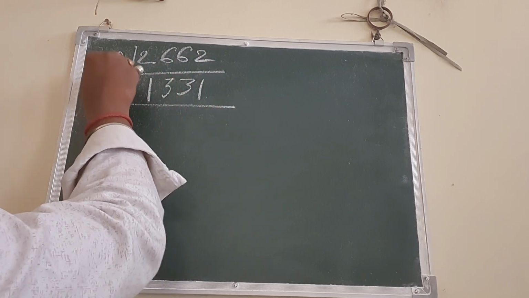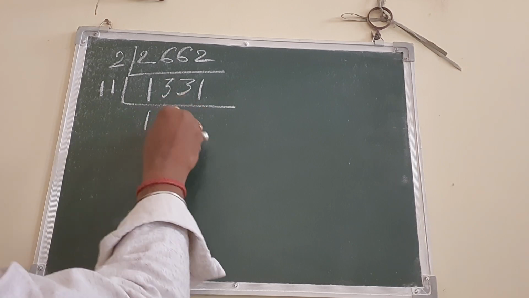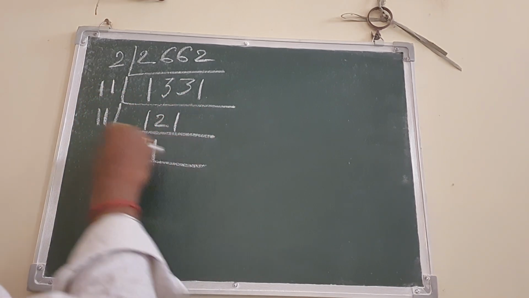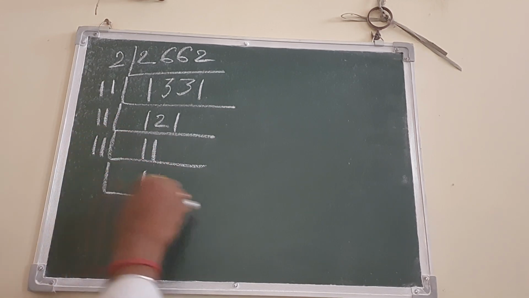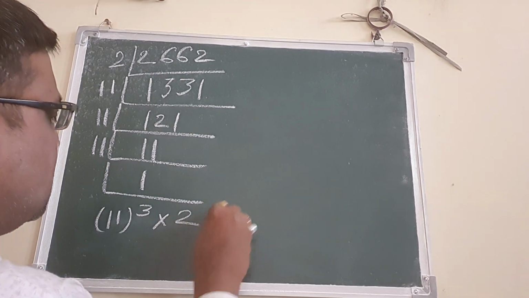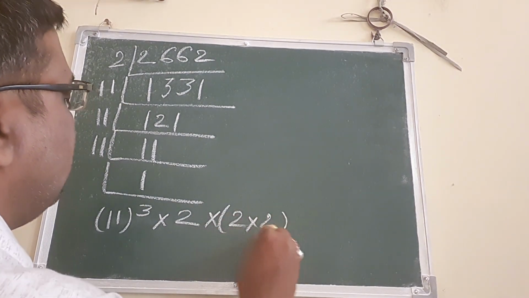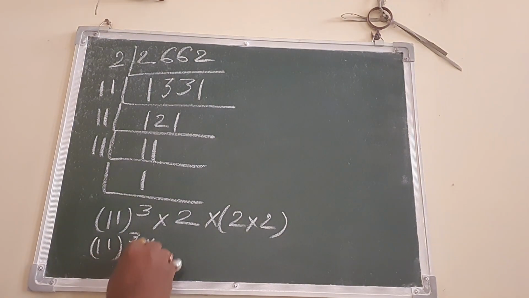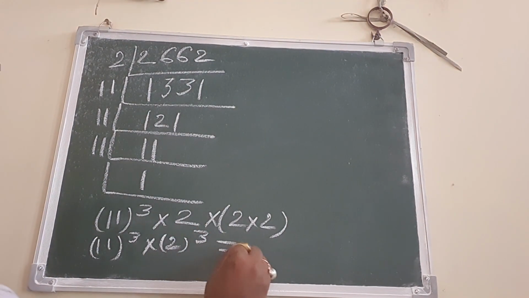It is divisible by 11, so it is coming out to be 121. Again it is divisible by 11, so it is coming out to be 11. Again it is divisible by 11, so it is coming out to be 1. So it is the cube of 11 into 2. These are the factors. So there are two 2s missing. So we will multiply it by two 2s. So it will be 2 into 2, that is 4. So it will make the cube of 11 into the cube of 2. So it will be the cube of 22.